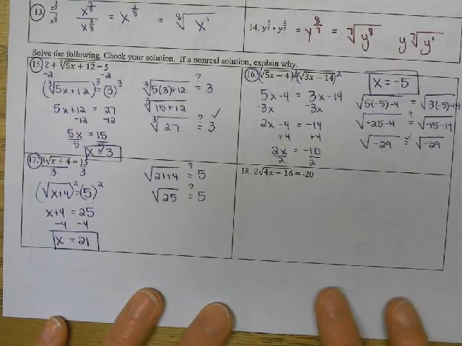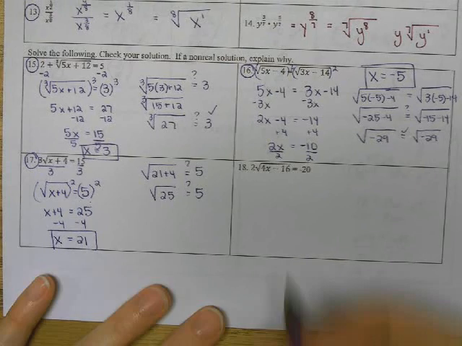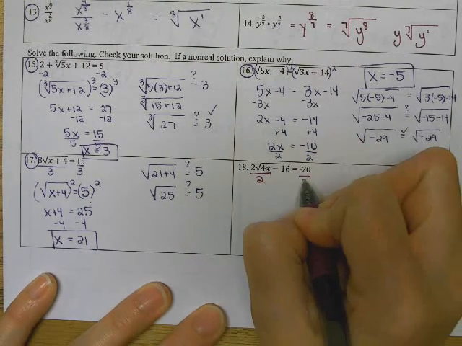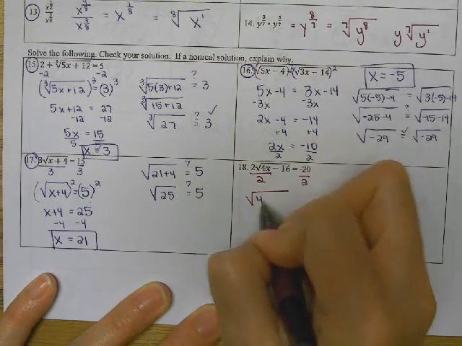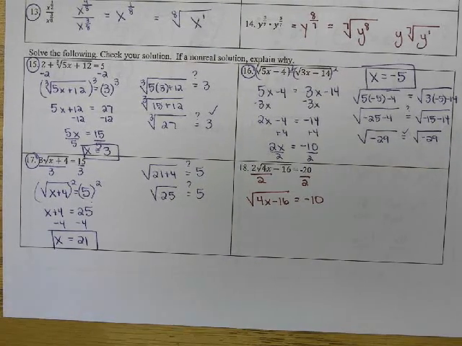Okay, 18. We're going to solve this radical equation, so we need to make sure that our square root is by itself on one side. So I need to go ahead and divide by 2 first. So 4x minus 16 equals negative 10.